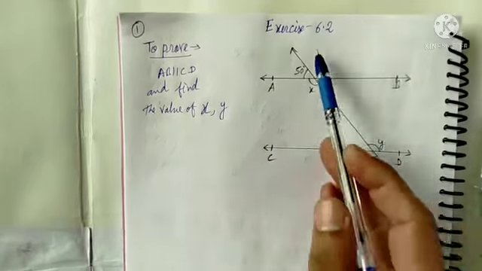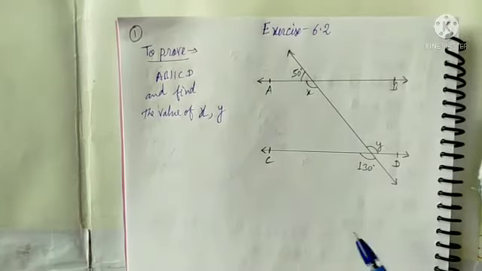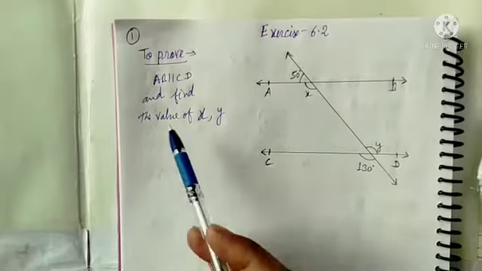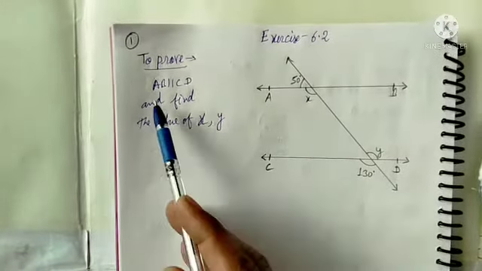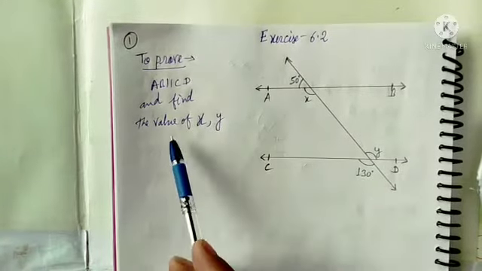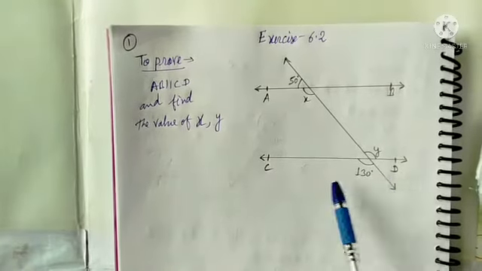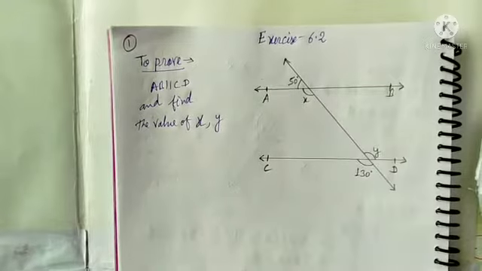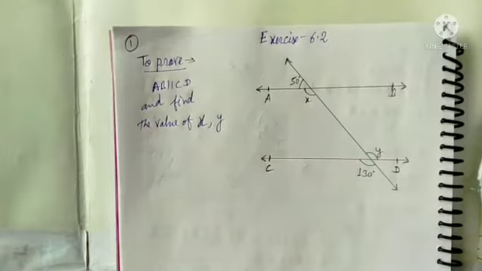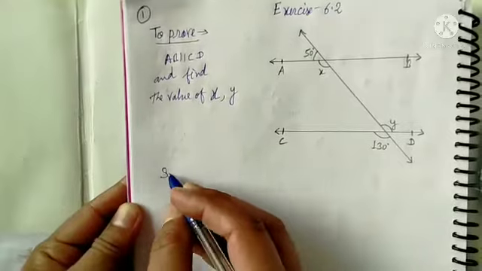Today I'm going to start exercise 6.2 of chapter 6, lines and angles. Exercise 6.1 we have completed earlier. So question number one is written for you. What is given in question one? To prove AB parallel to CD and find the value of x and y. Actually, these two straight lines you can see here, and another straight line is intersecting both lines. We have to prove AB parallel to CD and find the values of x and y. So how can we do this? See, we will start the solution.